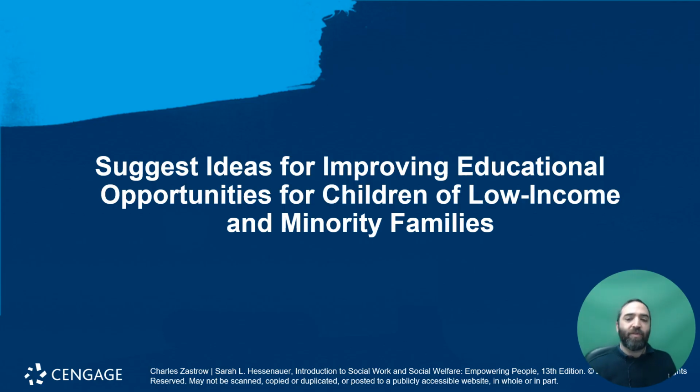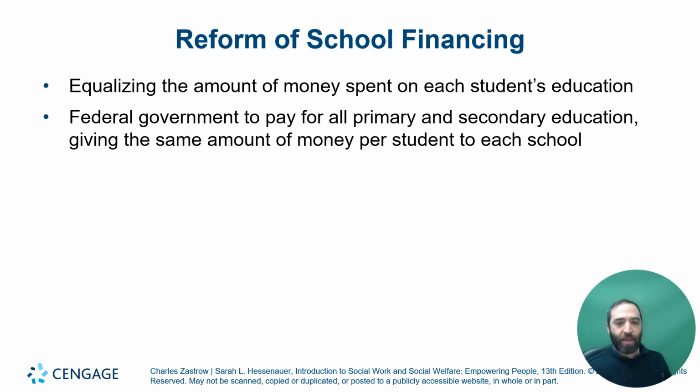Suggest ideas for improving educational opportunities for children of low income and minority families. Okay, so studies show that students who are of minority status, like race or ethnicity, tend to go to schools that are poorer, and poorer schools tend not to produce as high quality students. So you can try to equalize the amount of money that's spent on each student's education, right? If you go to the rich suburbs and compare it with the poor inner city, there's a big difference in the amount of money that's spent.